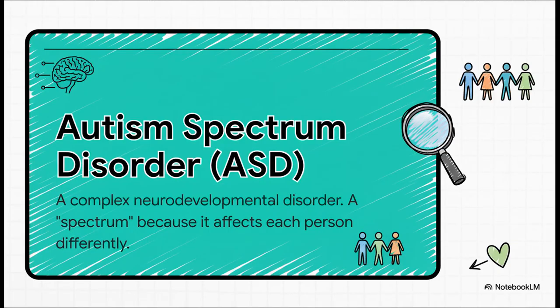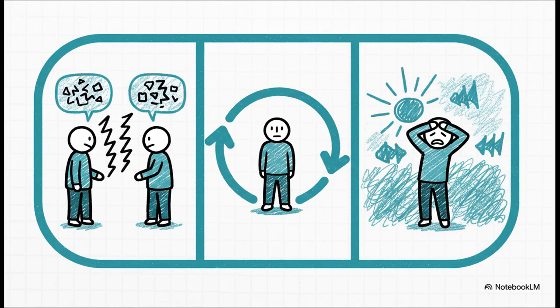Next, we have autism spectrum disorder, or ASD. And if there is one word you need to burn into your memory for this, it's spectrum. Why? Because it's not a single thing. It's a wide range of conditions, and that's why ASD can look so incredibly different from one person to the next.